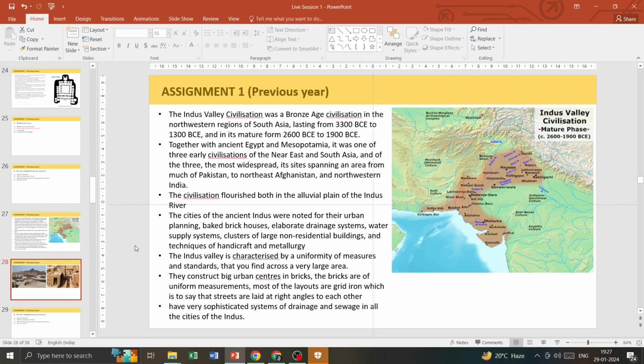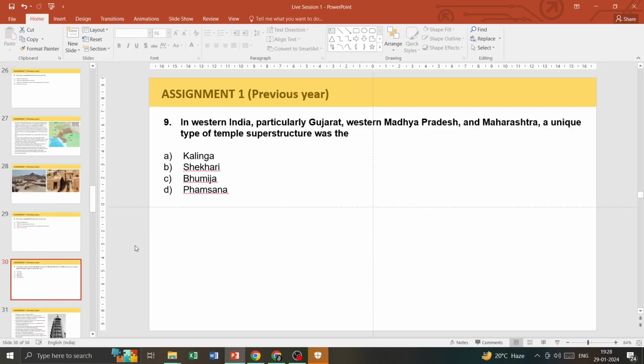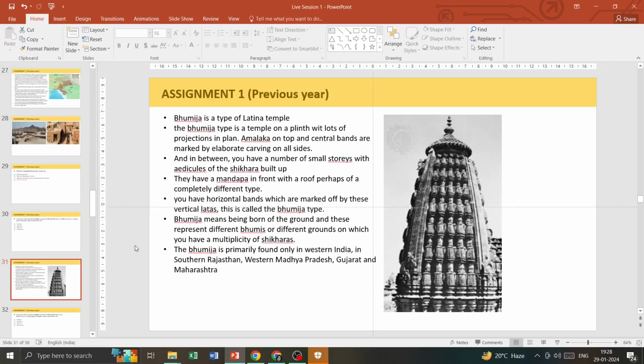Question number 9. In Western India, particularly Gujarat, Western Madhya Pradesh and Maharashtra, a unique type of temple superstructure was Kalinga, Shekhari, Bhumija or Vesara. So, Latina temples are of two types, Bhumija and Shekhari. So, the answer is actually Bhumija temple.